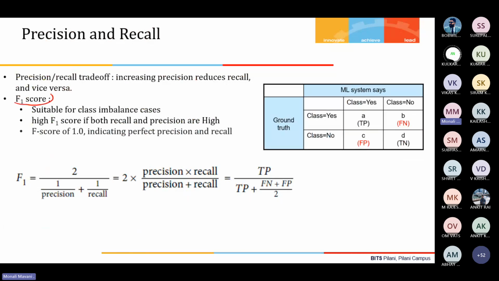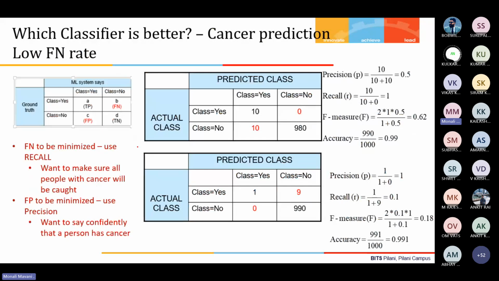Now there is the F1 score, specifically used for class imbalance cases. That formula looks at cases where both recall and precision are high. This is the formula, in terms of precision and recall. So it's the F1 formula. Now let's look at the example. Again, we have these two models, and these are true positive, false positive, false negative, true negative. For the first model, based on the formula, we have calculated precision as 0.5, recall is 1, F measure is 0.62, accuracy is 0.99.